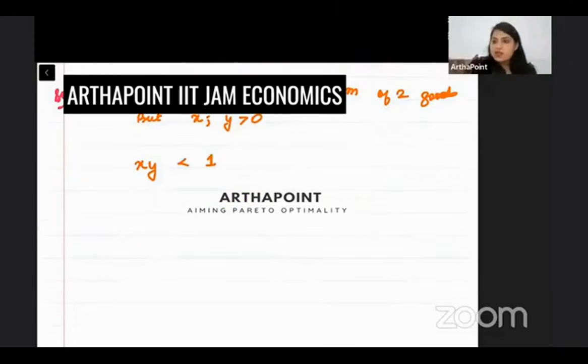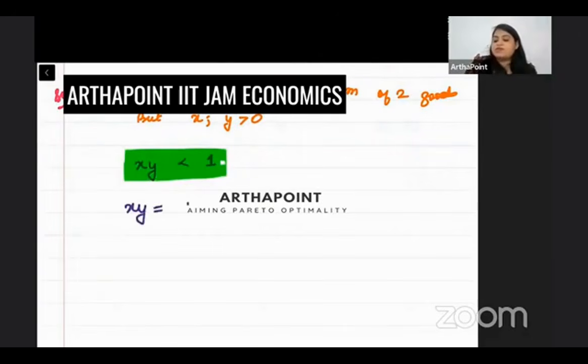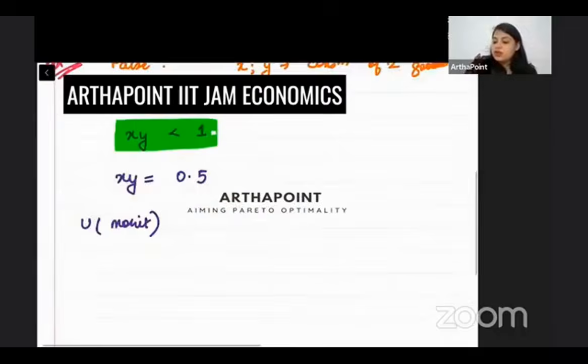Suppose X and Y is still positive. X represents the consumption of good X. Y represents the consumption of good Y. Now X into Y is less than 1. So imagine a case where beta X into Y, let's say, is 0.5. Right? So what is the utility of Mohit? Mohit's utility function is X into Y. So Mohit will get the utility X into Y, which in this case will be 0.5.